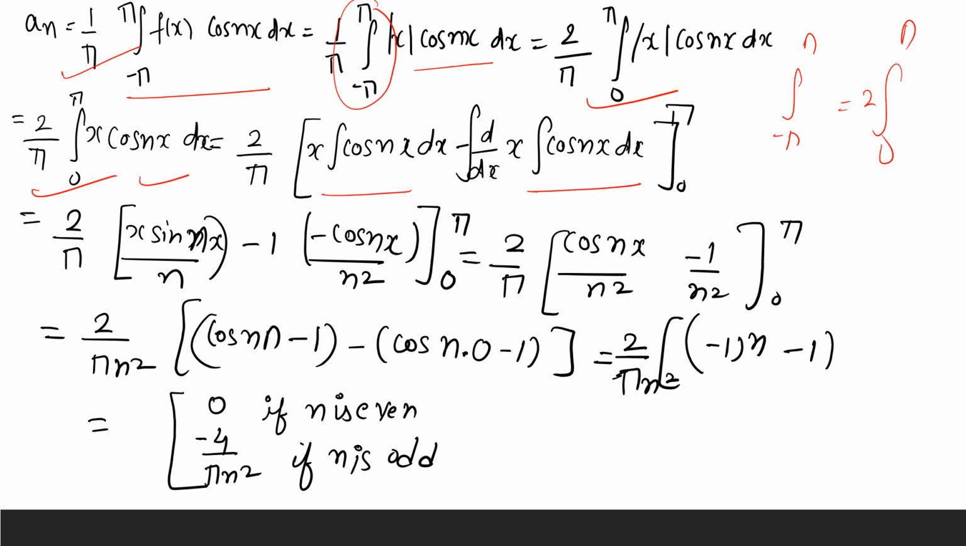After integration, we put 0 to pi values here, and when we put 0 to pi values here, we get the result minus 1 power n minus 1, and outside of the bracket 2 upon pi n square. And you don't know about n. What is n? If it is even or odd? If it is even, when we put even value here, the whole function will be 0. If it is odd, it will be minus 4 upon pi n square.